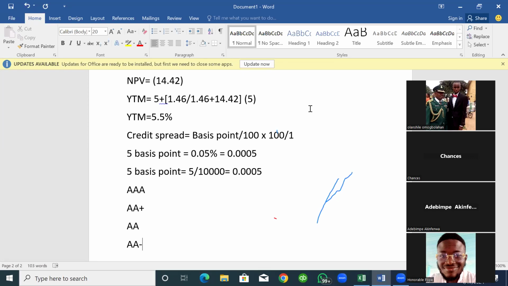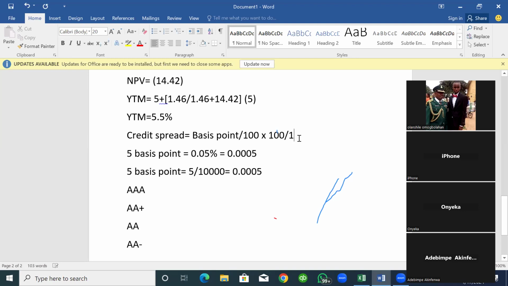Is anybody confused? Please, repeat yourself. I'm so confused. I've been confused since the start. The first place I got confused is when you wrote the credit spread formula, where you wrote basis point over 100 times 100 over 1. And you now came up to say basis point is 0.05 equal to 0.0005. My calculation before was that 5 should be 5 over 100 times 100 over 1.